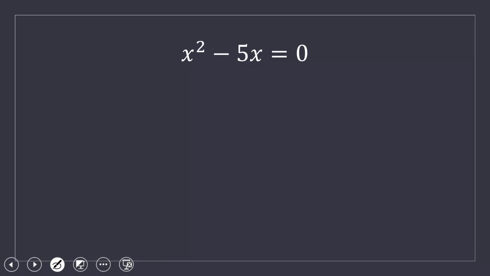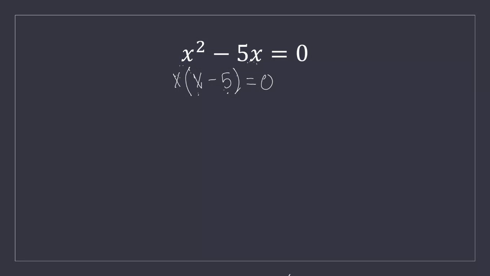Now, looking at this one's a little bit different, okay? This is factoring, but not quite how you think. So if I look at these two terms, I notice that they both have an x. So instead of breaking this apart into two parentheses, I'm going to factor out an x from each of them. Look what I just did there. I took an x away from x squared, which leaves me with x. I took an x away from negative 5x, which leaves me with a negative 5.